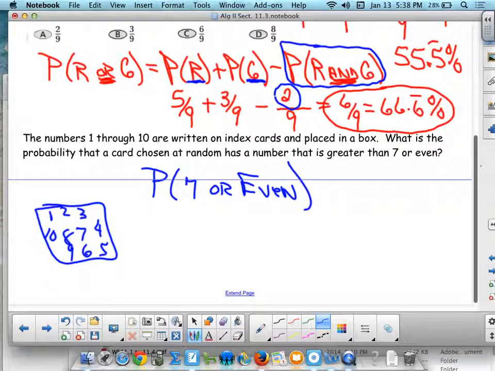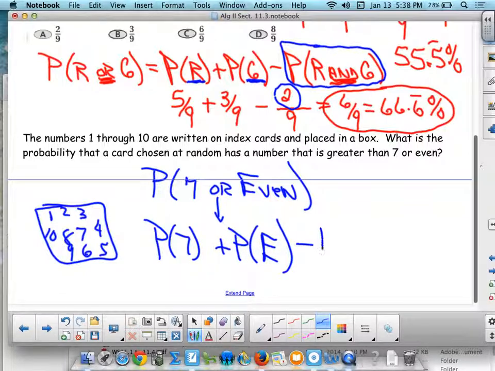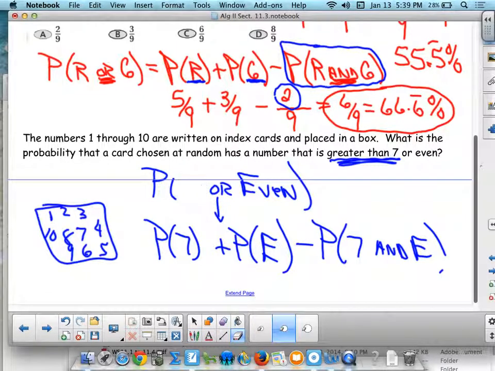Well, once again, or means add. So probability that it's greater than 7 plus the probability that it's even minus the probability that it's greater than 7 and even, right? Did I say 7? I think I did that wrong. It's greater than 7. My fault. Okay. So let's do it. I got to kind of erase a little bit.